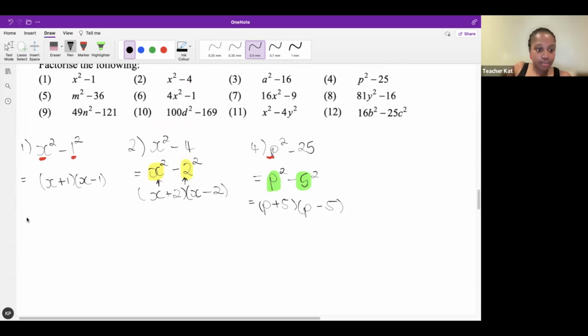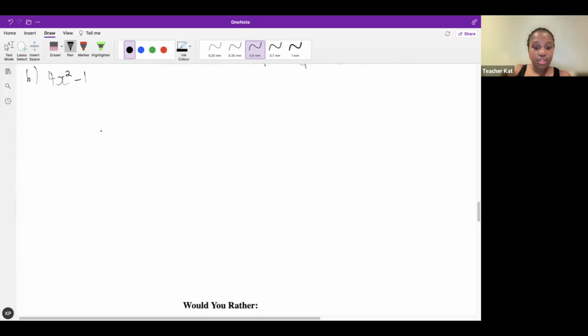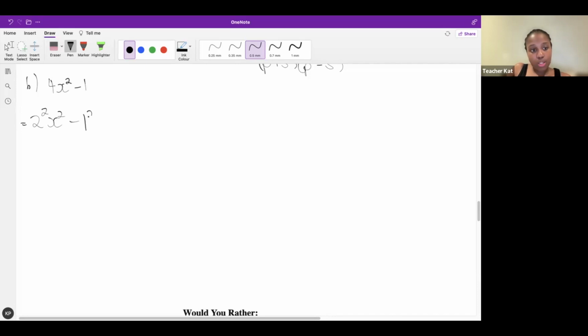Let's do number 6. I have 4x squared minus 1. Now, let's rewrite 4 in its square form. Nice. So it's 2 squared times x squared minus 1 squared. Now, to fix this, do you guys remember the distributive law of exponents? Those laws always work backwards as well. That means I can take out that squared to make it look nicer, as in 2x all in brackets squared minus 1 squared.